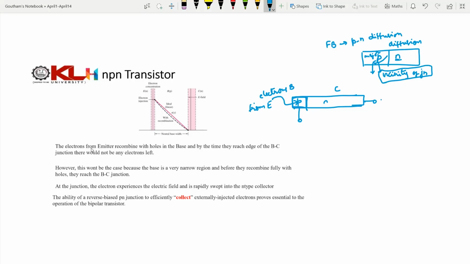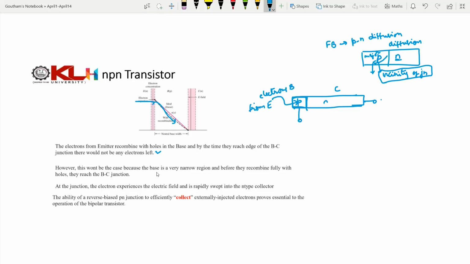Okay, right, so the same would be happening here. The electrons from the emitter recombine with the holes in the base by the time they reach the edge of the BC junction. So that is what our common understanding of a PN junction type diode is. And there wouldn't be any electrons left. But is that the case here?